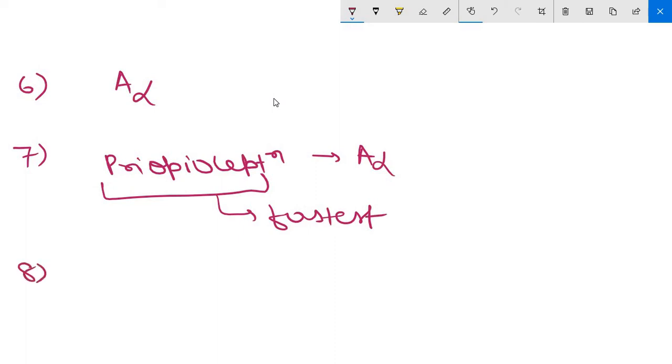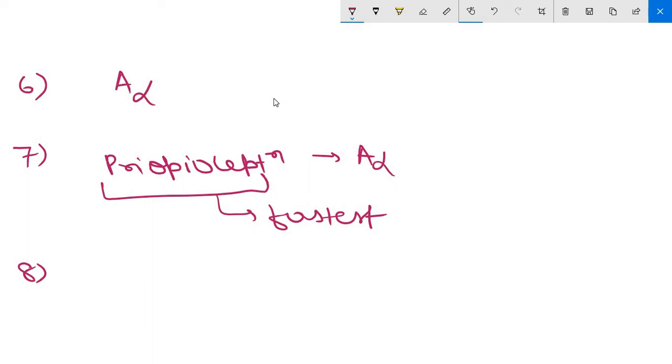The next question: the efferent neuron for skeletal muscle is. The options are alpha motor neuron, gamma motor neuron, 1A fiber, and 1B fibers. 1A and 1B fibers are sensory fibers. Efferent is the alpha motor neuron, so the efferent neuron for skeletal muscle is the A alpha fiber, alpha motor. Options C and D, 1A and 1B, are types of A alpha fibers, but they are sensory fibers. Clear?